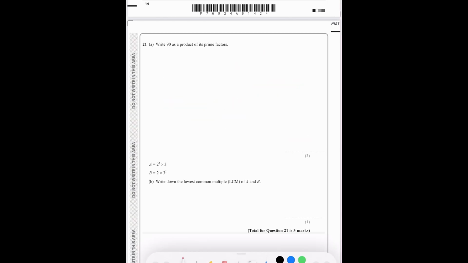Question 21. Write 90 as a product of its prime factors. So we can do a prime factor tree. So there's lots of different ways to do this. I can do 2, which is a prime factor, times 45, 3 times 15, and 15 is 3 times 5. Don't forget, I can check this on my calculator. That gives me the answer of 2 times 3 times 3 times 5, or I could put 2 times 3 squared times 5. Both are correct.